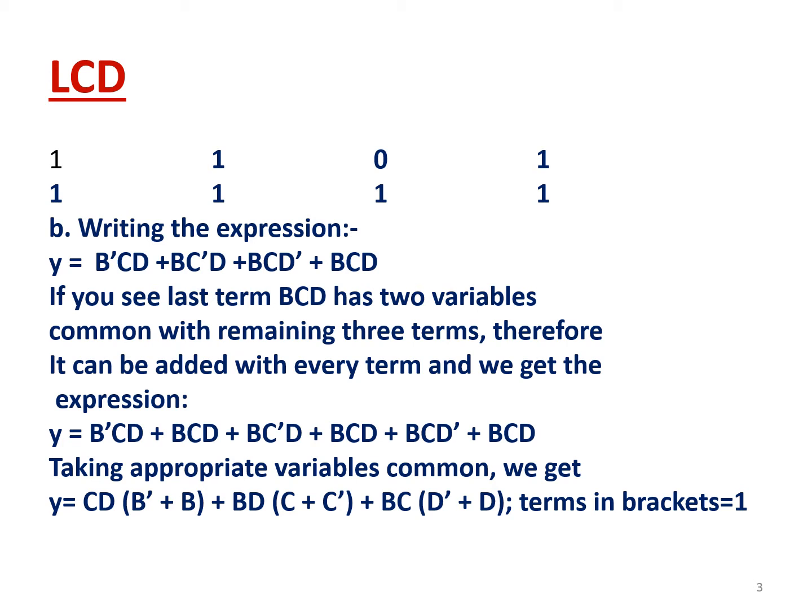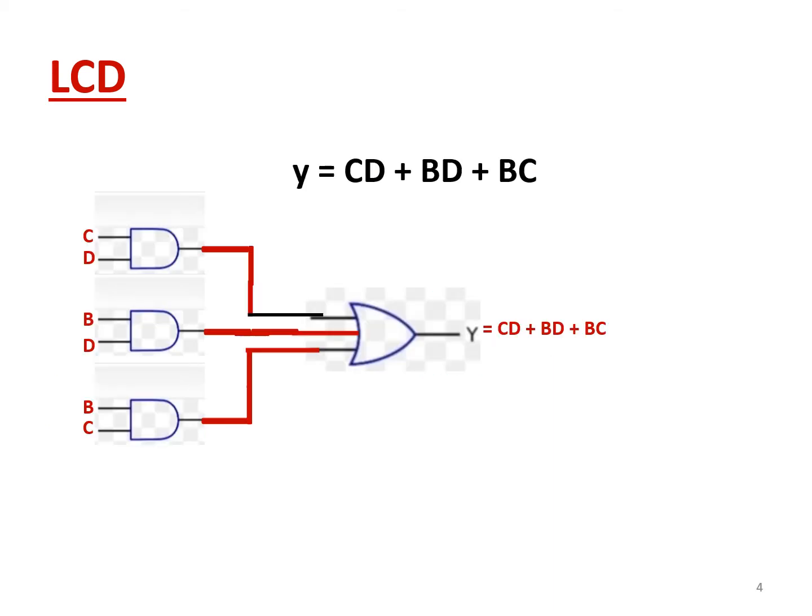Now if you see the terms in brackets, they are 1: D complement or D, C or C complement, B or B complement. So what we get is y is equal to CD or BD or BC, and this can be implemented with 3 AND gates and 1 OR gate. So y is equal to CD or BD or BC.